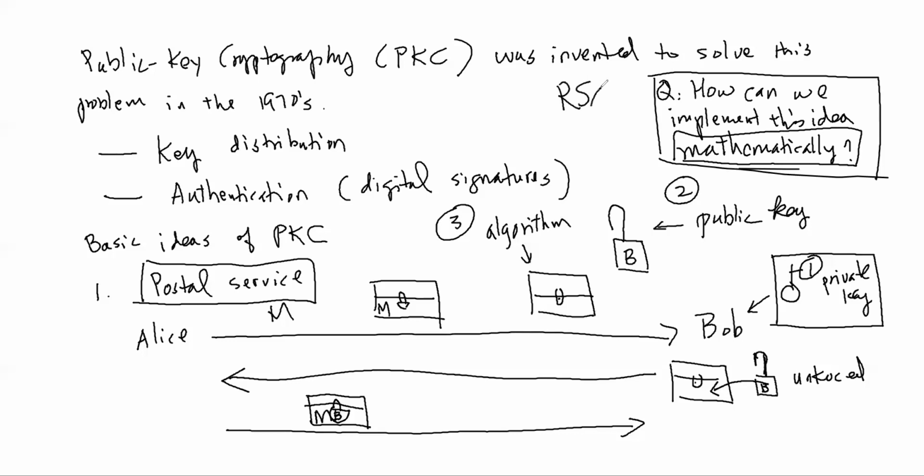So RSA is one of them, right? RSA was published in 1978. Okay. So now let's look at the second idea. The second idea is now more mathematical. Okay, the second idea is called key exchange.